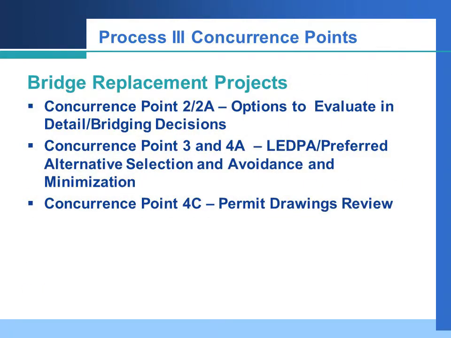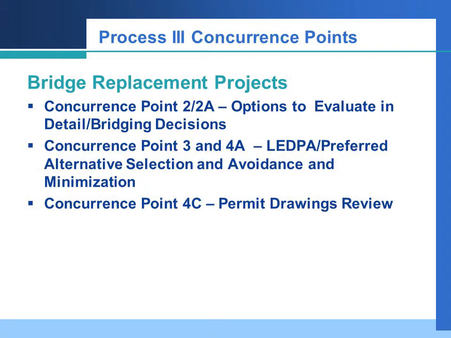These are the concurrence points for Process 3 to be used for bridge replacement projects. Process 3 is an abbreviated process with only some of the previously discussed concurrence points, and as you can see, some of the concurrence points are combined.